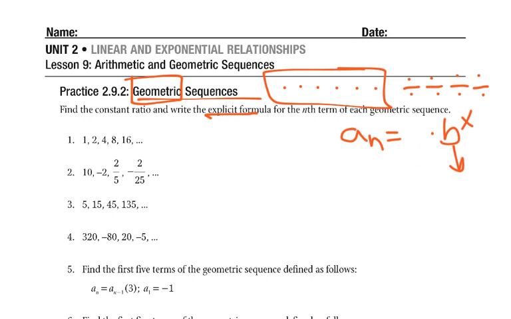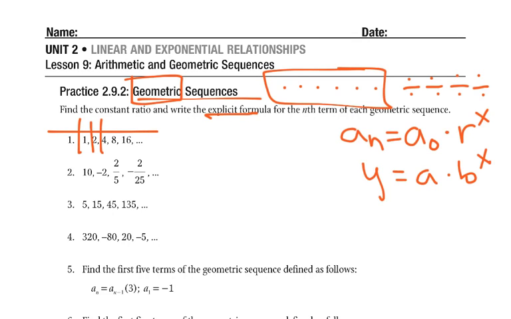Okay, so I suppose we should probably write this as our starting number would be a sub 0 times r to the x, if we're using the same terminology that they are. But we've done it this way before as well. Okay, so the first thing we need to do is find the zero term and then the ratio. So first term, second, third, fourth, we'll need to go back to the zero term.